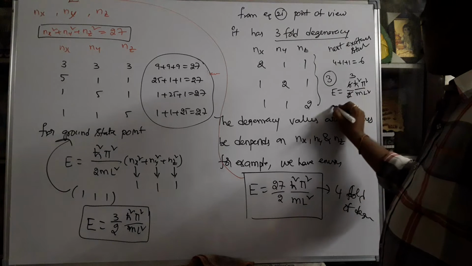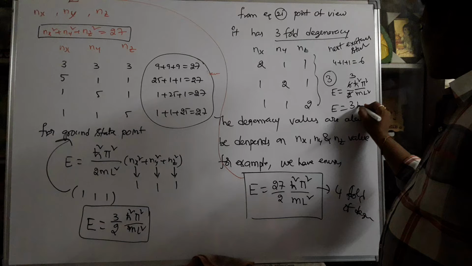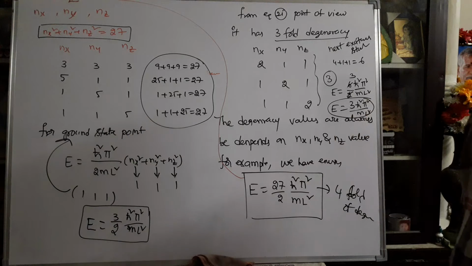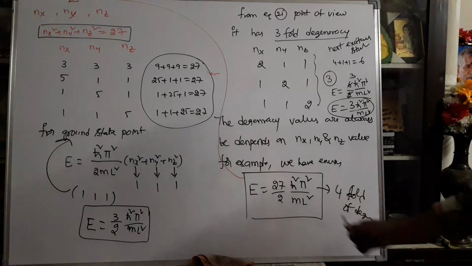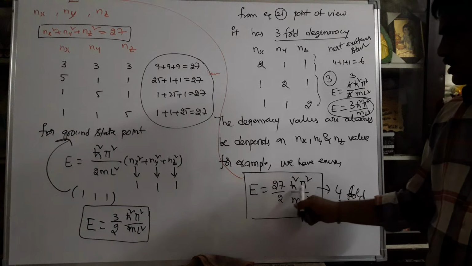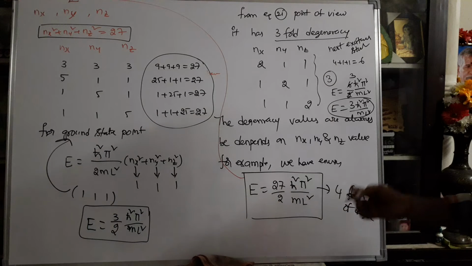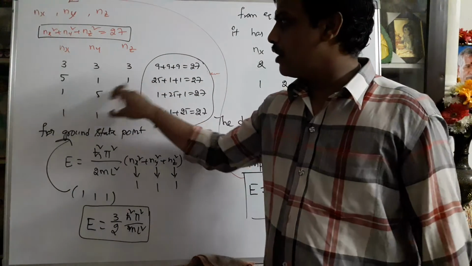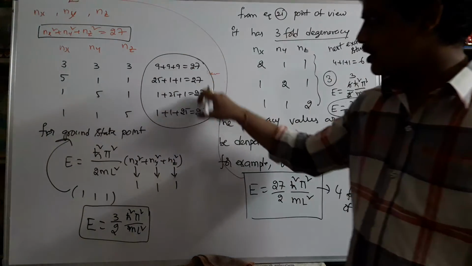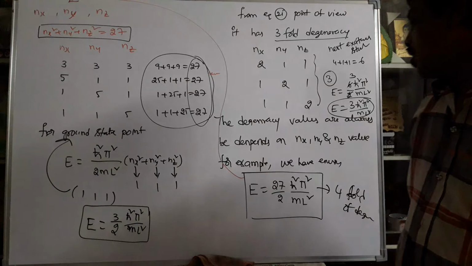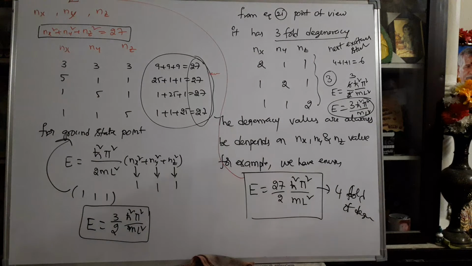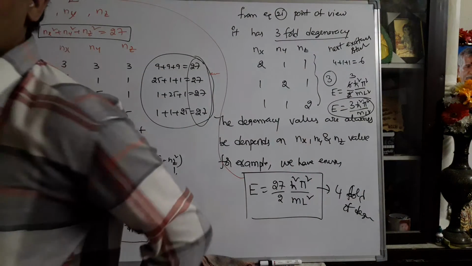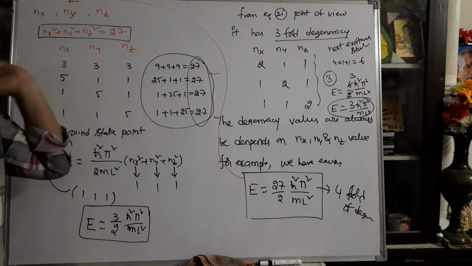This 6 by 2 is 3. Then the first excited state value is 3 h cut square pi square by m l square, and it has 3 degrees of degeneracy. Another energy result is 27 by 2 into h cut square pi square by m L square, which has a 4 degree of degeneracy. Those 4 possibilities can be taken as (3, 3, 3), (5, 1, 1), (1, 5, 1), (1, 1, 5). Based on this, the final answer is 27, obtained with respect to 4 possibilities. So from the energy point of view, you have 4 degrees of degeneracy.